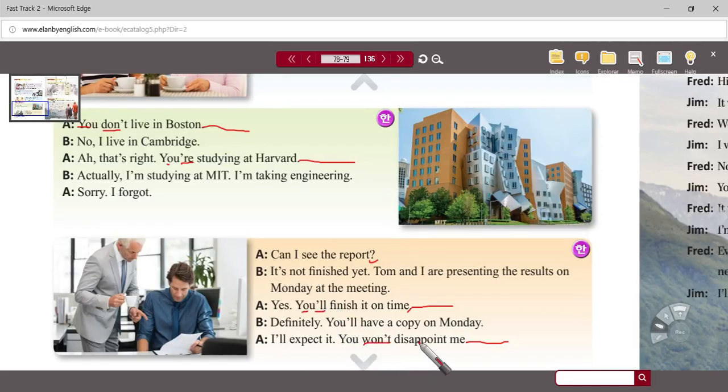So, "You won't disappoint me, will you?" So again, the statement is negative, make the tag positive, and the subject stays the same.